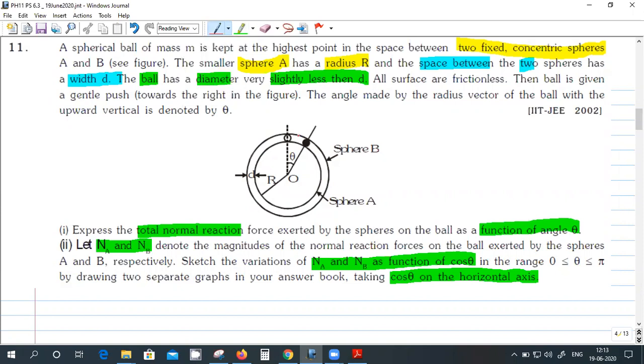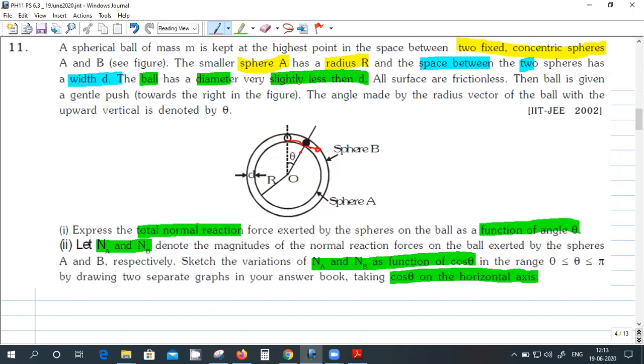Initially, the ball is here at the topmost point. It will keep sliding like this, right? At one point, see, the size of the ball is slightly less than the width between the two. So it will touch only the bottom sphere here. It will not touch the top one. But after a certain point, it will lose contact. At that position, the normal reaction will become zero. So you lose contact and it hits this one.